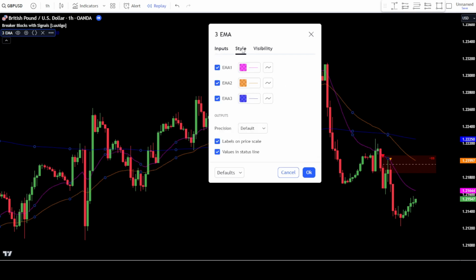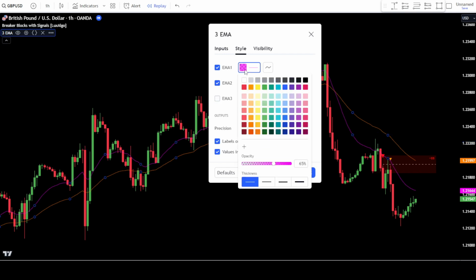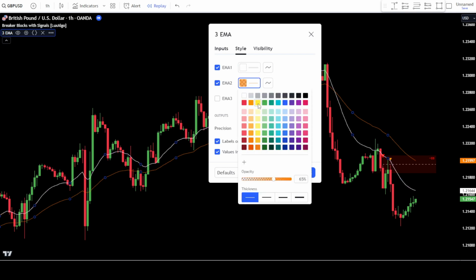Style tab. In the Style tab, remove the checkmark for EMA 3. Then, adjust the color and line thickness for EMA 1 and EMA 2.